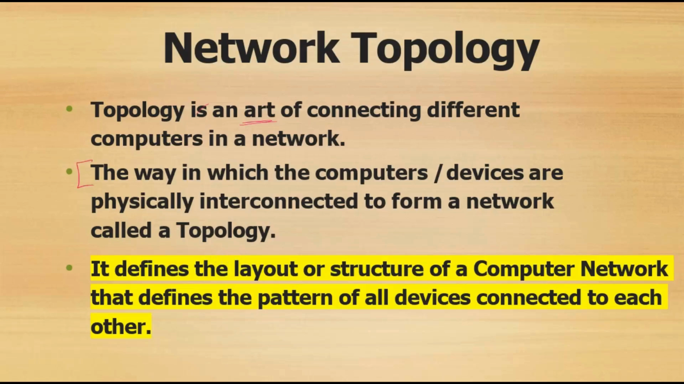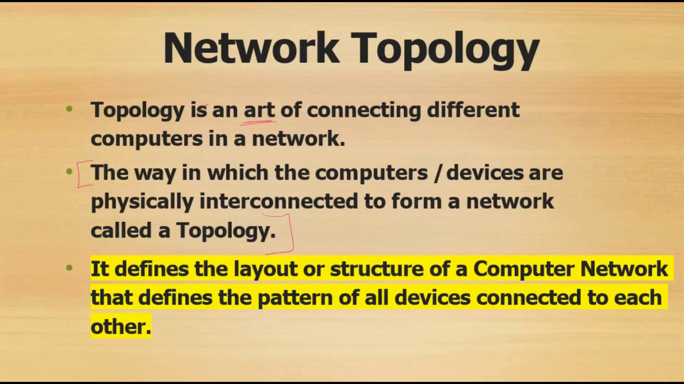So in the definition part, you can say what is meant by topology. The topology is the way in which the computers or any other devices are physically interconnected. Why is it physically interconnected? To form a network. That network is called a topology. See the next point. It defines the layout or structure of the computer network, that defines the pattern of all devices connected to each other. So it specifies some patterns of how those networks are getting connected.